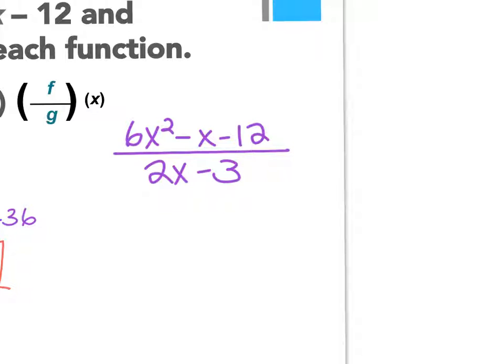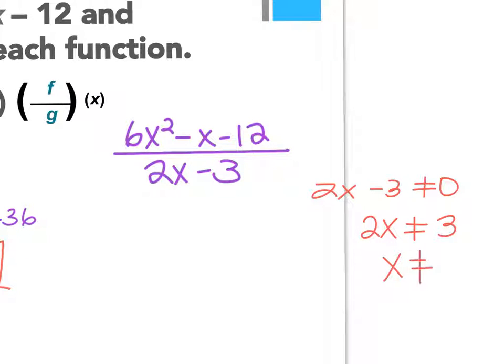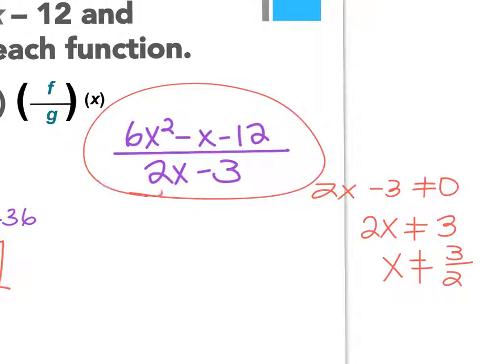There you go. So as soon as you put something with an x in the bottom, you've got to test for your domain restriction. So I would say that 2x minus 3 cannot equal 0, 2x cannot equal 3, and x cannot equal 3 over 2. So this is my answer, but my restriction is that x cannot equal 3 over 2.